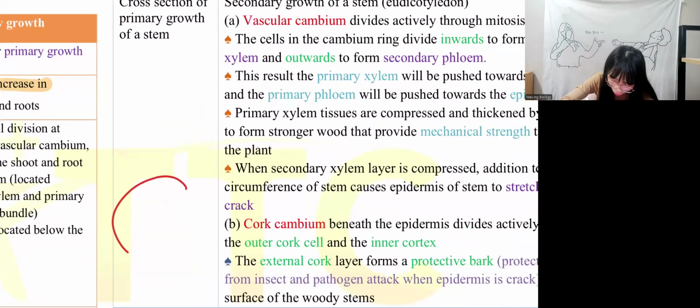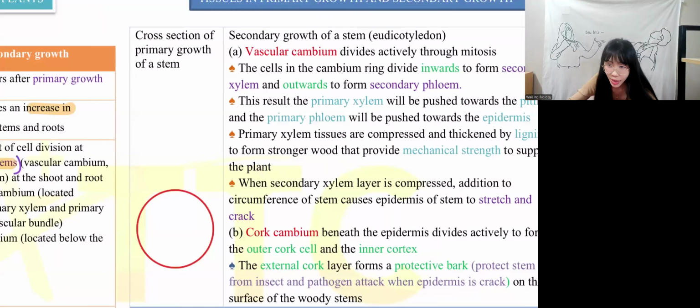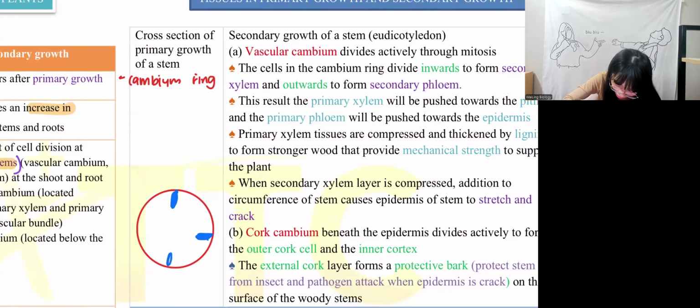So first we start with the ring. What do you call this? What is this? Correct. This is a cambium ring. Okay, next. The one that grows inwards. What is this? Correct. Use the word primary. Primary xylem. Then the one that grows outwards.